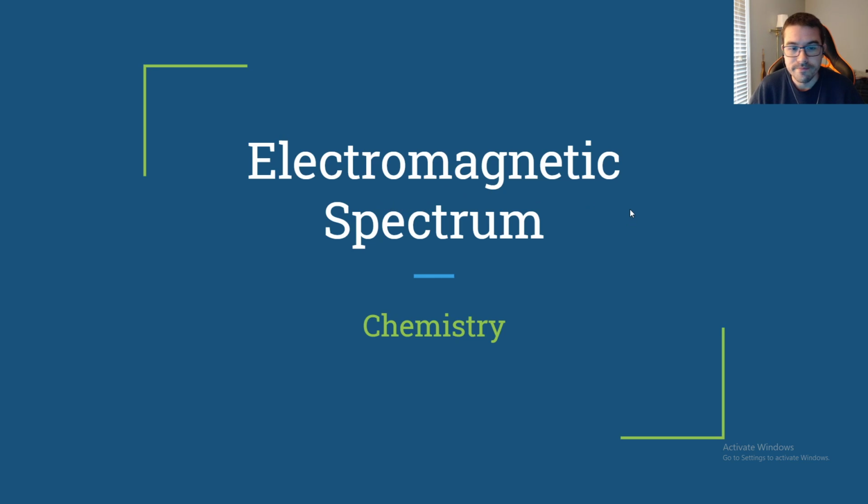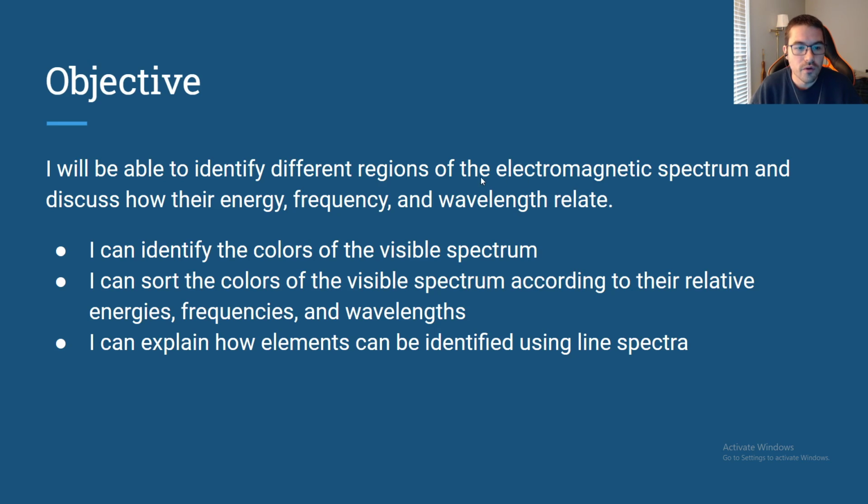the assessment next week. Okay, so the objective for today is for you to be able to identify different regions of the electromagnetic spectrum and to discuss how their energy, frequency, and wavelength relate to one another. So specifically, I want you to be able to identify the colors of the visible spectrum, to be able to sort those colors according to their relative energies, frequencies, and wavelengths. And towards the end of the video, we're going to be learning how elements can be identified using line spectra, and so that'll make a little bit more sense once we get to the end of the video.